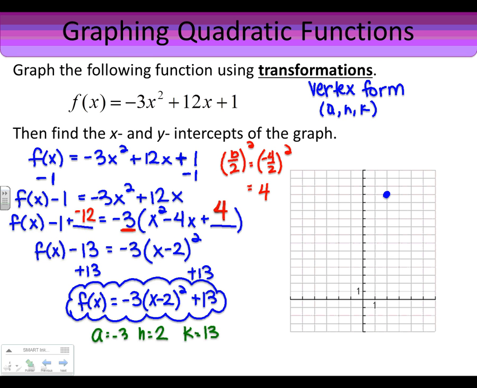Then I'm going to make my parent function, my rate of change table. So this is a quadratic, so negative 2, negative 1, 0, 1, 2, 4, 1, 0, 1, 4. So I'm going to change my rate of change. I already have my vertex. I already took care of my vertex. So to the right 2 and up 3.